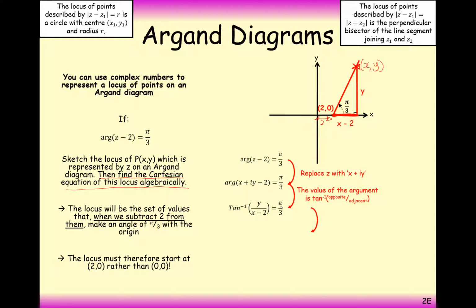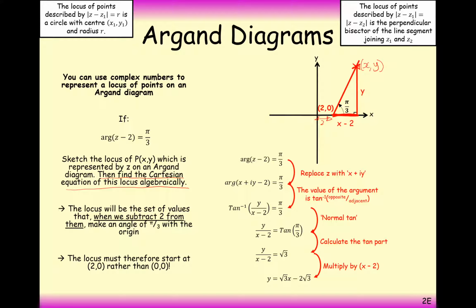So it's tan minus 1 of y over x minus 2 equals pi by 3. Tan both sides. Work out what tan of pi by 3 is. I think that's the square root of 3. And then times x minus 2 onto both sides, and we get the equation of the line: y equals root 3 x minus 2 root 3.